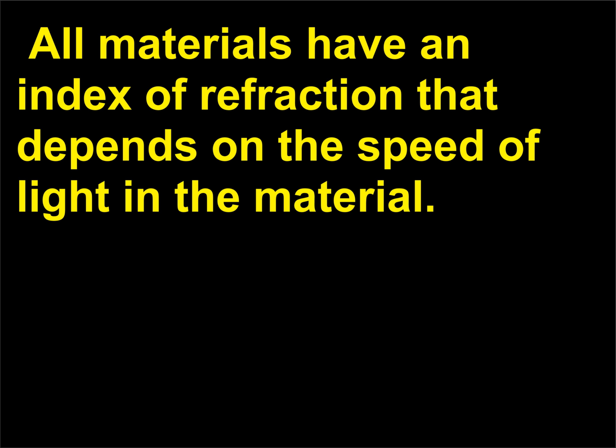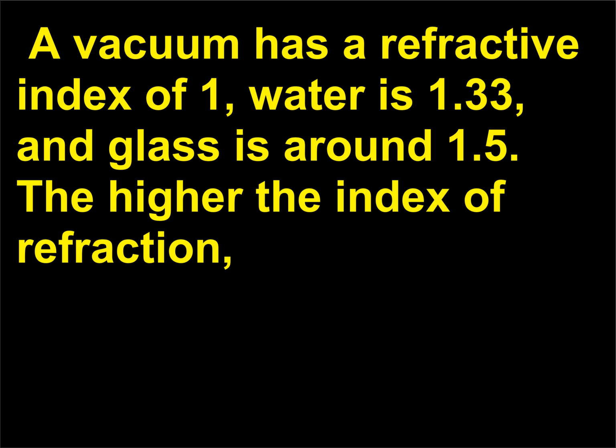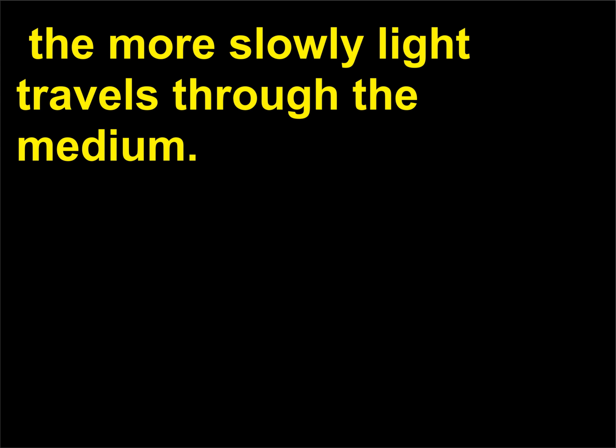All materials have an index of refraction that depends on the speed of light in the material. The index of refraction is the speed of light in a vacuum divided by the speed of light in the material. A vacuum has a refractive index of 1, water is 1.33, and glass is around 1.5. The higher the index of refraction, the more slowly light travels through the medium.